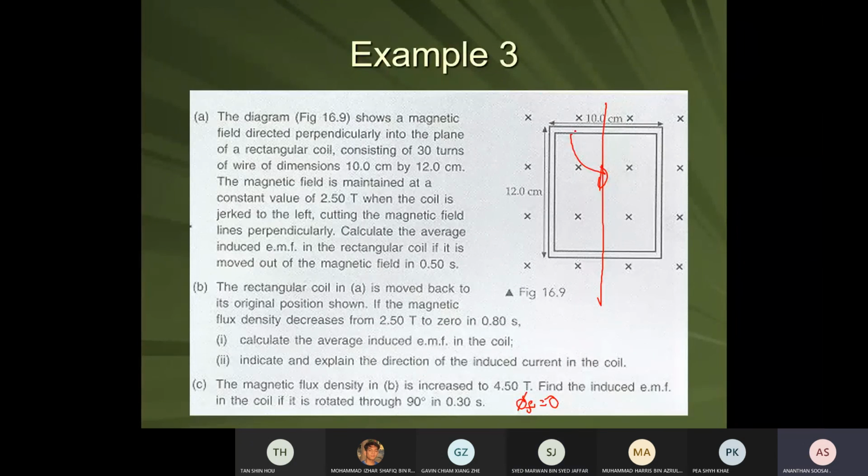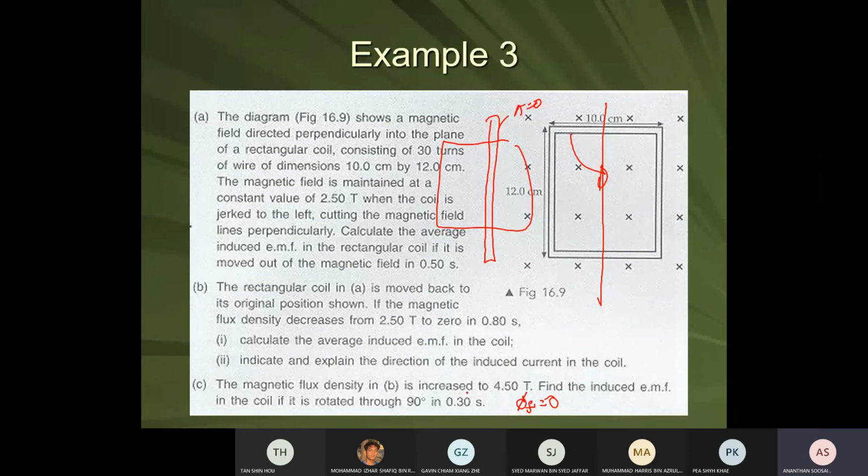Because you turn it like a door. You flip it 90 degrees, and the door finally becomes like this. You only see the side of the door. So this is the magnetic field, and the area we assume is 0. No area overlapping. So the flux is 0.